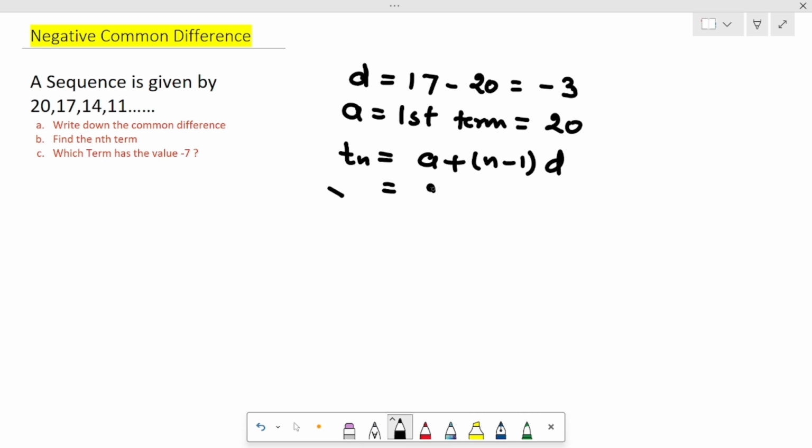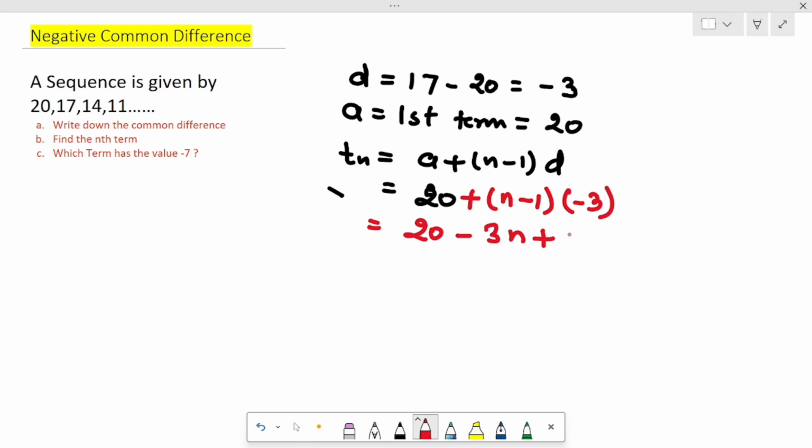So A, we have 20, so I'm going to put it here, 20. I'm just changing the color of the pen so that you'll get the idea of this one. So plus n is going to be the same, but D in this, whenever the D is negative, any negative numbers you have to take in brackets so that there will be no confusion. Okay, so it's negative, that's why we took brackets. Now we have to expand the bracket. Plus n is plus, plus into minus is minus, so I'm going to write minus 3 into n is 3n. Now this is minus and this is minus, minus minus is going to be plus, plus 3.